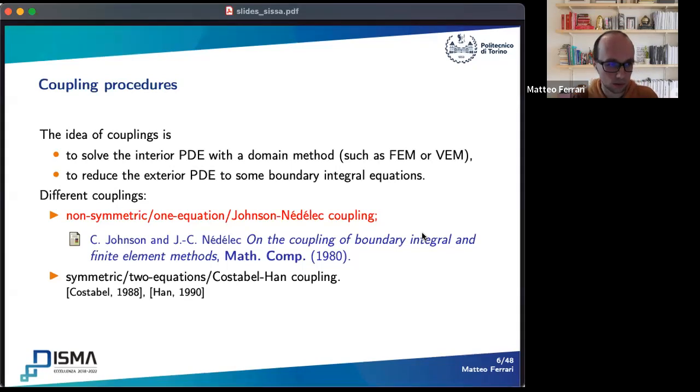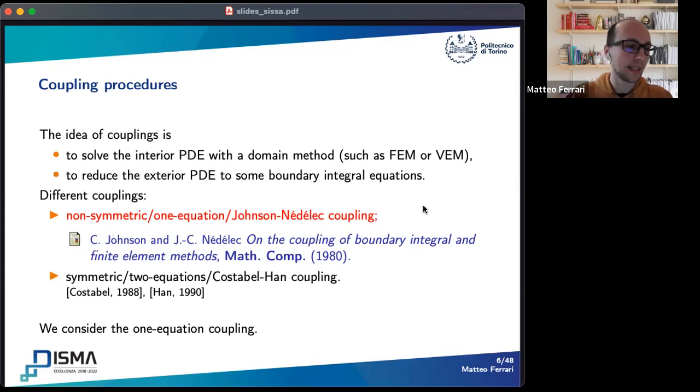The non-symmetric, or so-called Johnson-Nédélec, or one equation, this is what we consider. In this, we have only one equation. While there is, on the other side, the Costabel, or symmetric, with two equations. Okay, why do I talk about this non-symmetric? Because this is in the name. From a computational point of view, we have only one equation to discretize. So we have less things to compute with respect to the Costabel.